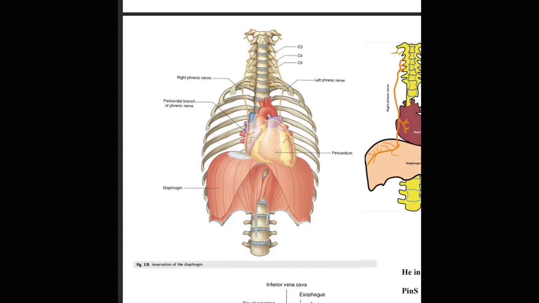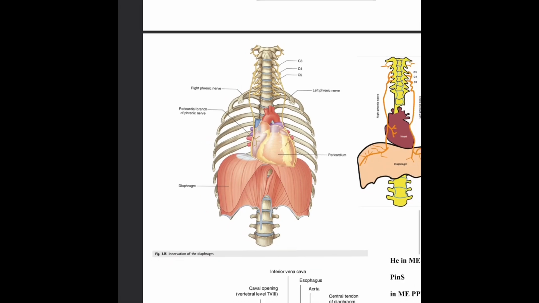We discussed the motor innervation before. Now the sensory innervation of the phrenic nerve. The phrenic nerves provide sensory innervation to the central tendon, the white central tendon of the diaphragm, and the pleura.